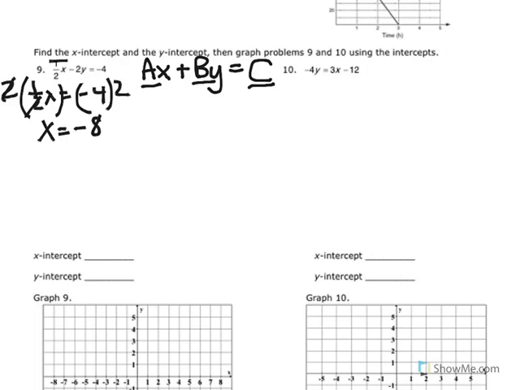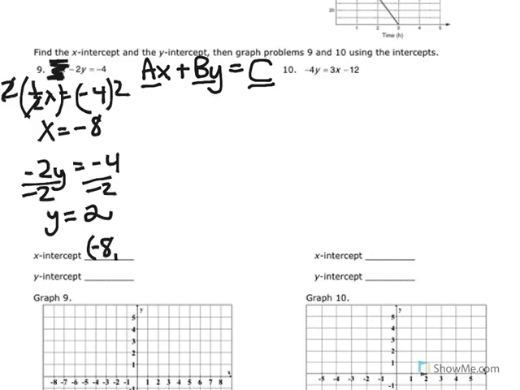Okay, now I'm going to erase that, and we need to find the y-intercept. Well, to find the y-intercept, we're going to cover up the x. Cover it up, and what do we have left over? We have -2y equals -4. So we're going to divide by -2, and we find the y-intercept is y equals +2, because a negative divided by a negative is a positive. So let's write these as coordinate pairs. The x-intercept is going to be -8, 0, and the y-intercept is going to be 0, 2.